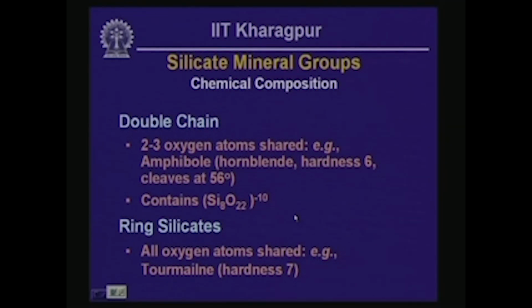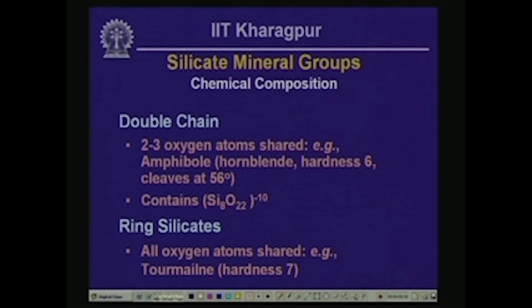We have already seen that in a double chain mineral, two to three oxygen atoms are shared between different tetrahedra, and an example of this class of mineral is amphibole. One of the minerals of the amphibole group is hornblende, which has a hardness of 6. Notice the cleavage angle: this mineral cleaves at a 56-degree angle. So, this is the angle of cleavage.